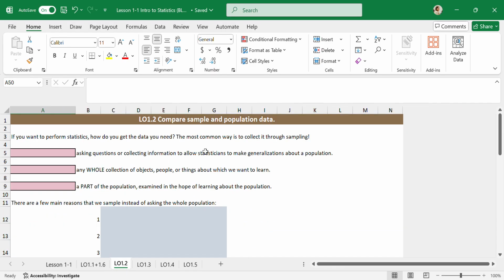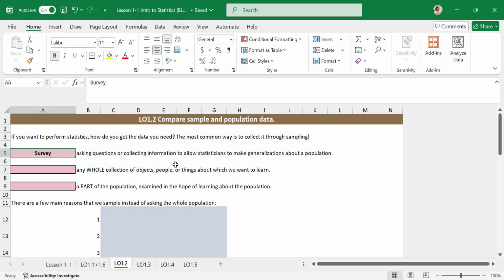So we're going to move on to the next one, where in the definition of inferential statistics, we saw that you're trying to make a prediction about a population based on a sample. So our next goal in this lesson is to learn what population and sample data actually are and how they can be defined. So if you want to perform statistics, part of the definition of statistics was to collect information or collect data. So the most common way to do this is through some kind of sampling procedure.